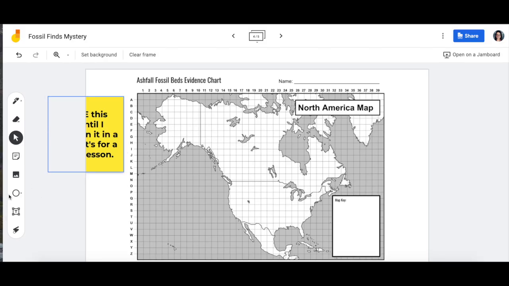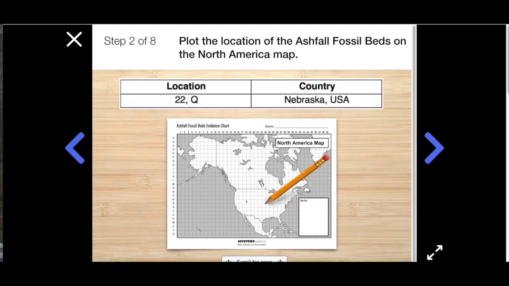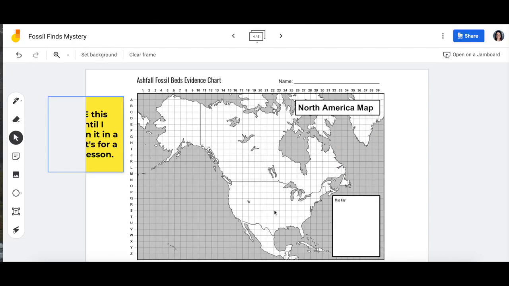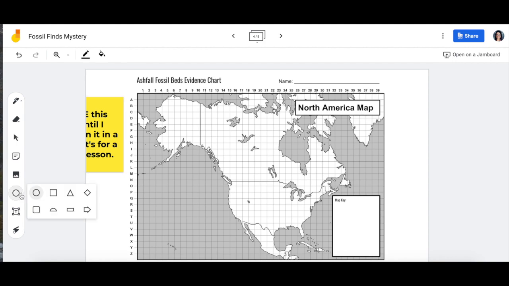To do that, you're going to want to use the shape tool in your jam. They used a star to symbolize the Ashfall fossil beds. You can put the symbol in the map key. Don't think you have a star, so choose a shape and label it in the map key so you know what that shape means.